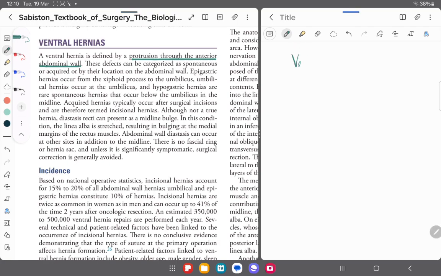So, the topic is ventral hernia. And what is a ventral hernia? It is a protrusion through the anterior abdominal wall.